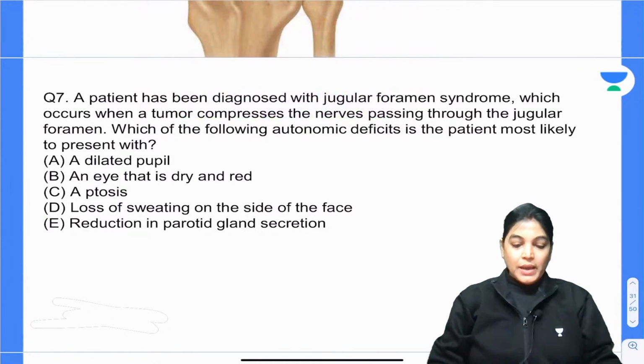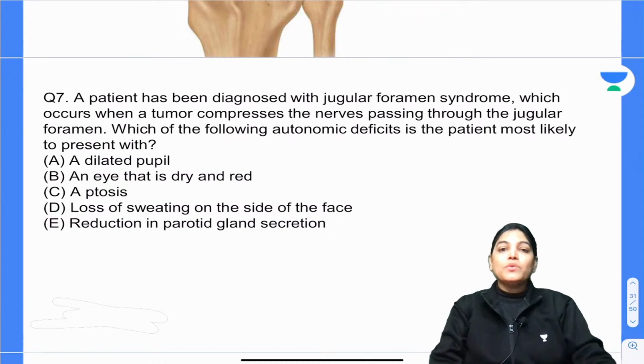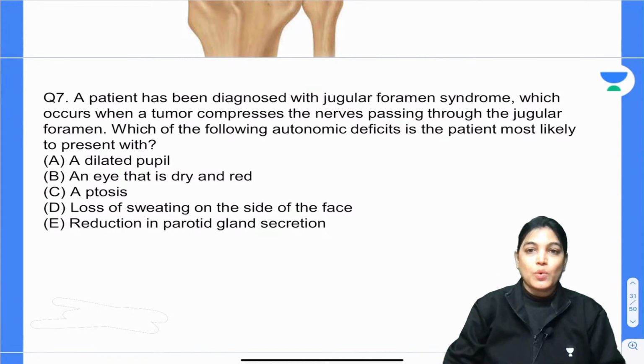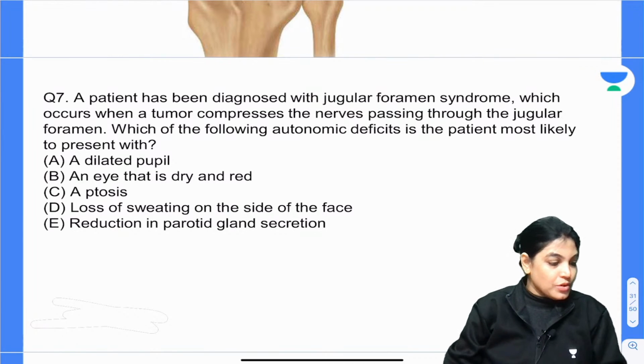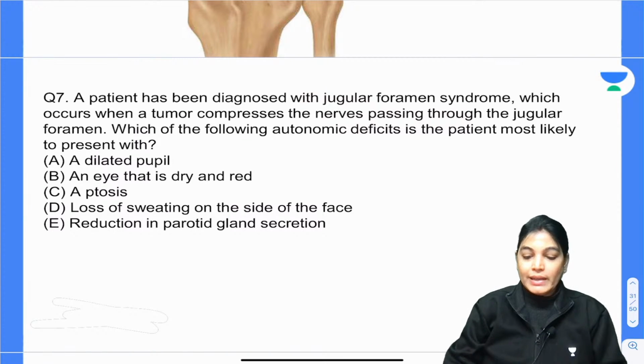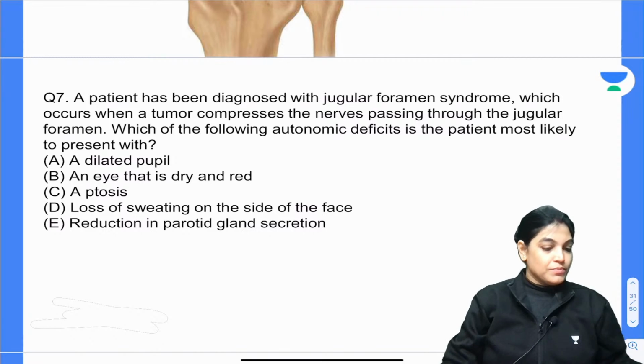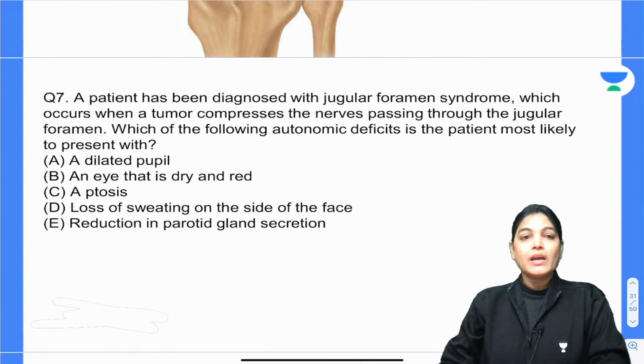Question number 7. A patient has been diagnosed with jugular foramen syndrome, which occurs when a tumor compresses the nerve passing through the jugular foramen. Okay, the tumor compresses the nerve passing through the jugular foramen. Got it? Which of the following autonomic deficits is the patient most likely to present with?